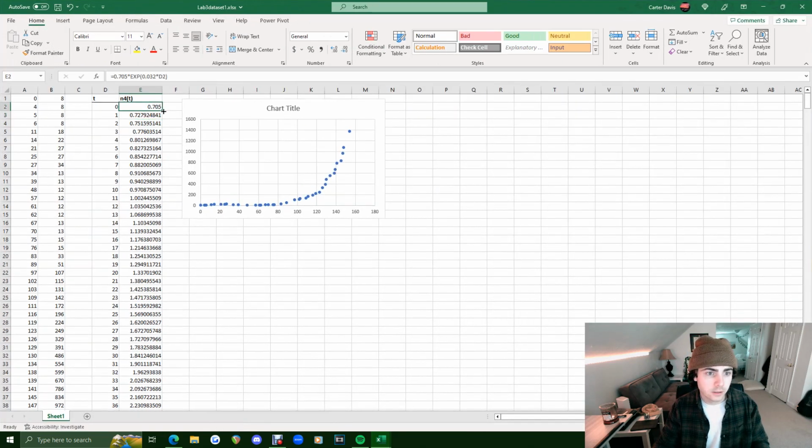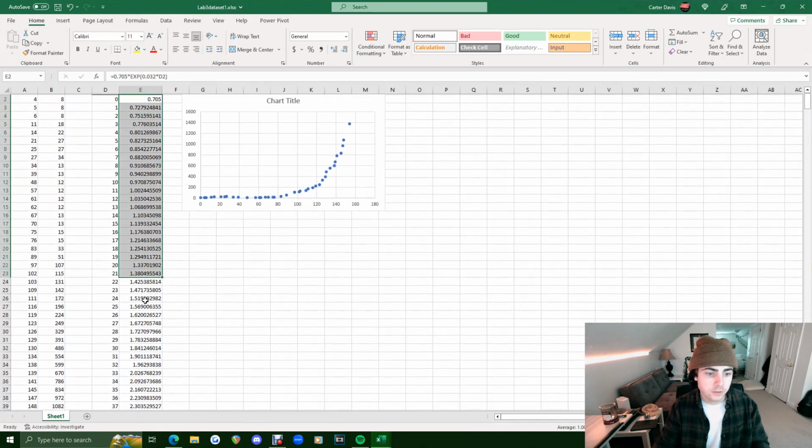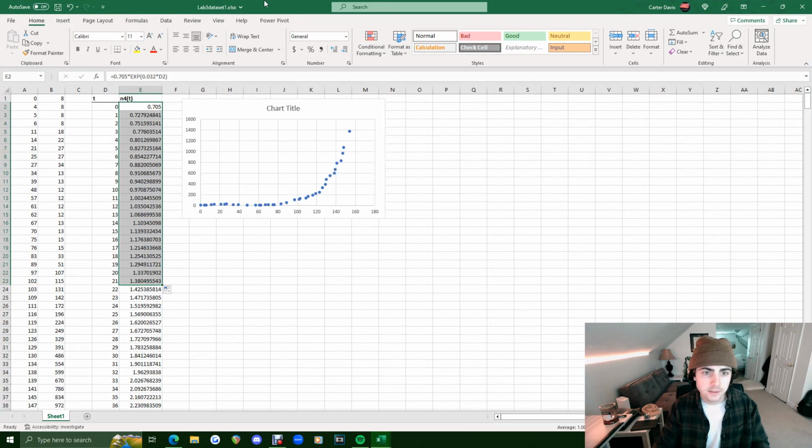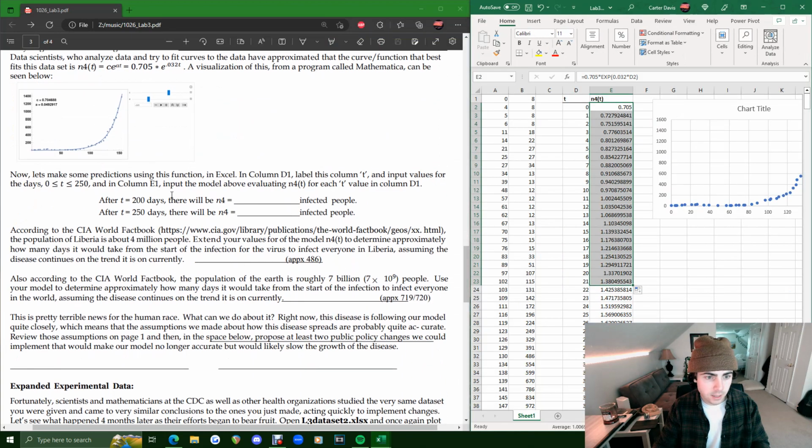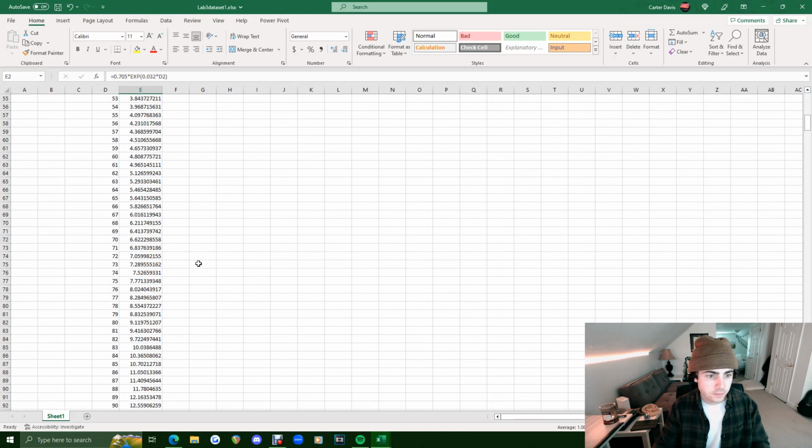We click on the corner and drag it all the way down to 250 like they ask. Those values should be solid, so at 200 days there will be so many people, at 250 days there will be so many people. So let's see if I can find them real quick. 200 days, we're looking at about 424. 250, we're looking at about 2101.